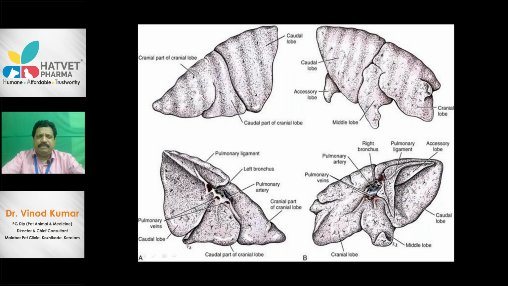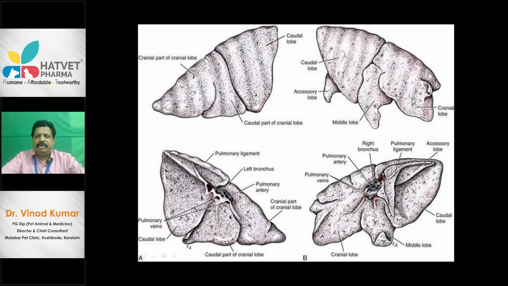The lung, the canine and the feline lungs. This is the left lung, this is the right lung. The left lung has two lobes, the cranial lobe and the caudal lobe, which is clearly demarcated by the interlobular fossa. Then the cranial lobe is again subdivided into anterior lobule and the posterior lobule, that is the cranial part and the caudal part. This is the cranial part of the cranial lobe, this is the caudal part of the cranial lobe, and this is the caudal lobe. So that is regarding the left lung.